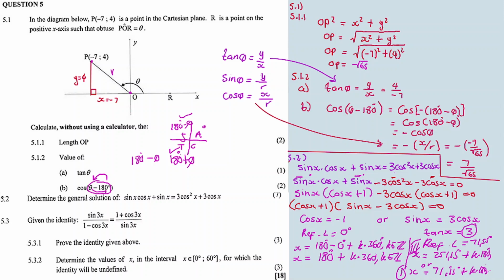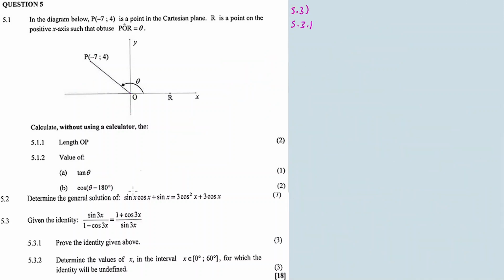5.2 finishes here and we go to 5.3 where we talk about this identity. For 5.3 they gave us that identity. In 5.3.1 they say prove the identity given above. So let me erase and then we do 5.3. Okay, 5.3.1 we want to prove that identity. The left hand side is given as sin 3x over 1 minus cos 3x. The right hand side is 1 plus cos 3x over sin 3x.